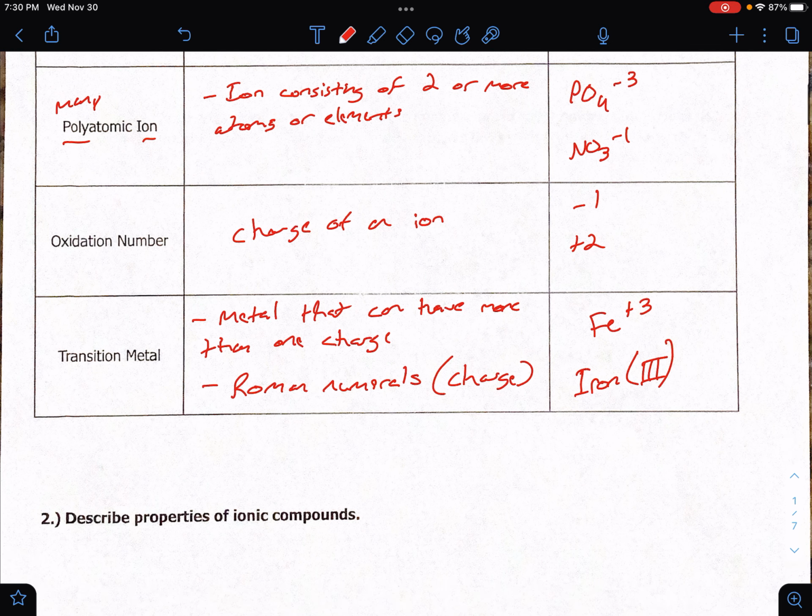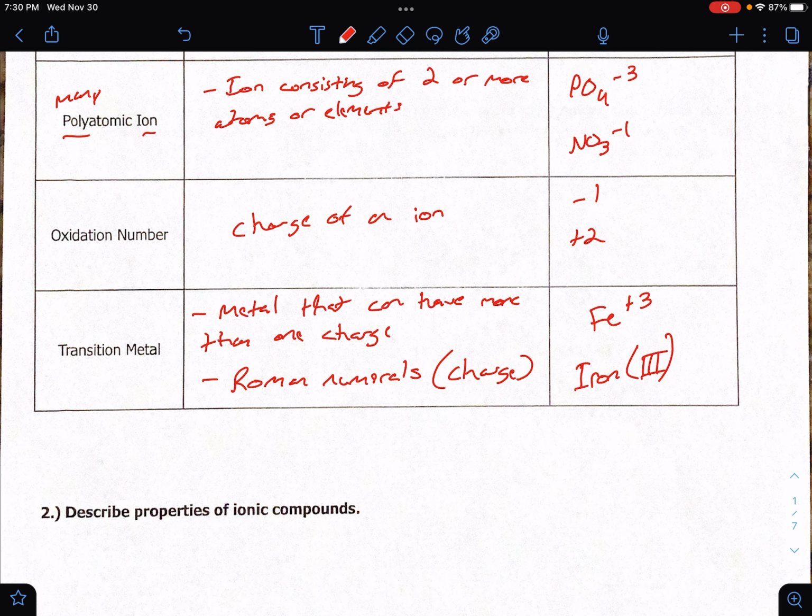Okay, so in case you need a recap on your Roman numerals, here are your Roman numerals. 1 is just I, 2 is II, 3 is III, 4 is IV, 5 is V, 6 is VI, and 7 is VII. 7 is as high as you'll go.